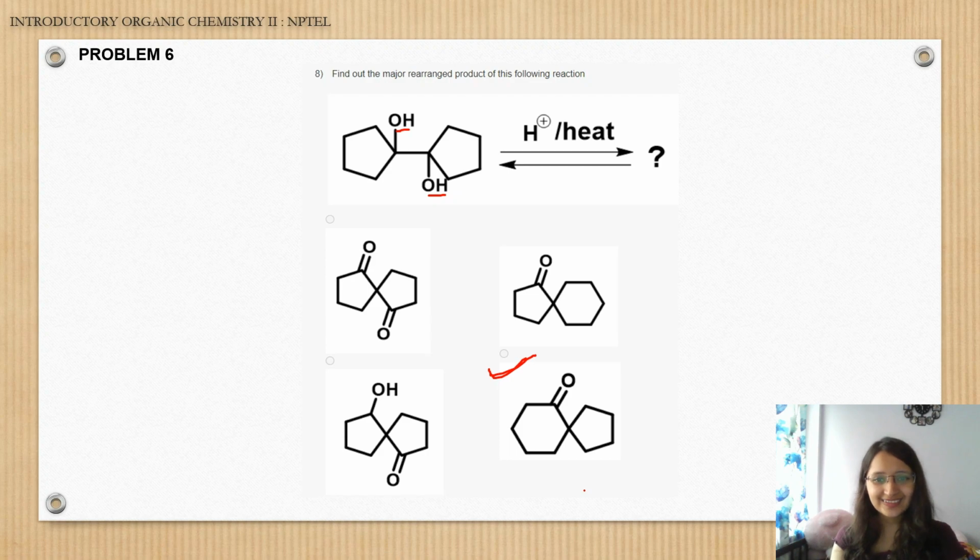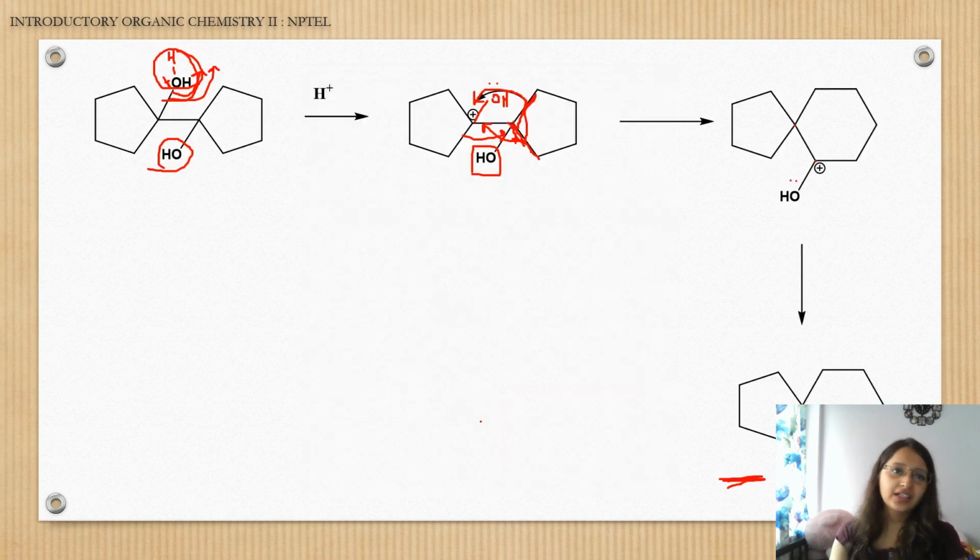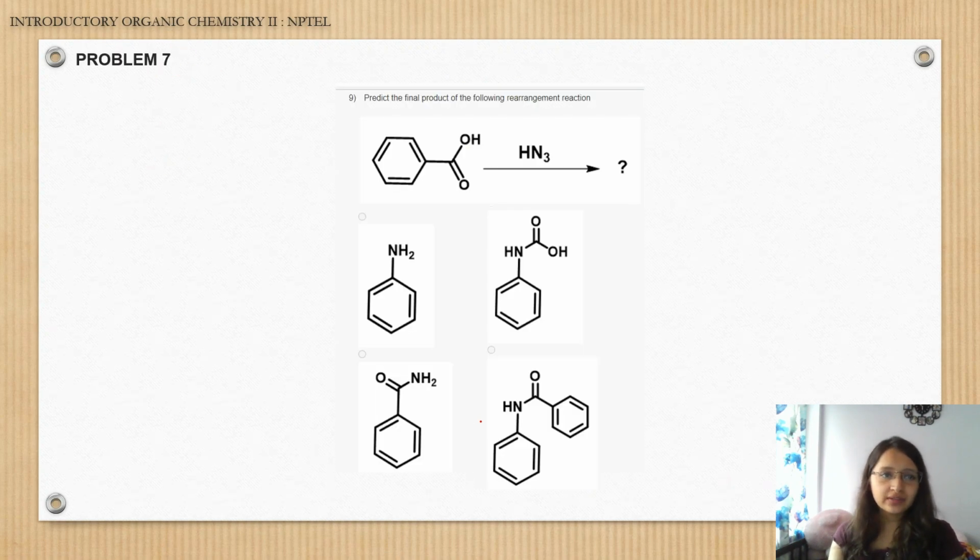Okay. So I'm going to problem 7, if it is understood. See, what they are asking is the final product in the reaction. So if you have any acid and you treat it with this hydrazoic acid, what will happen? It is a name reaction that is called the Schmidt rearrangement.